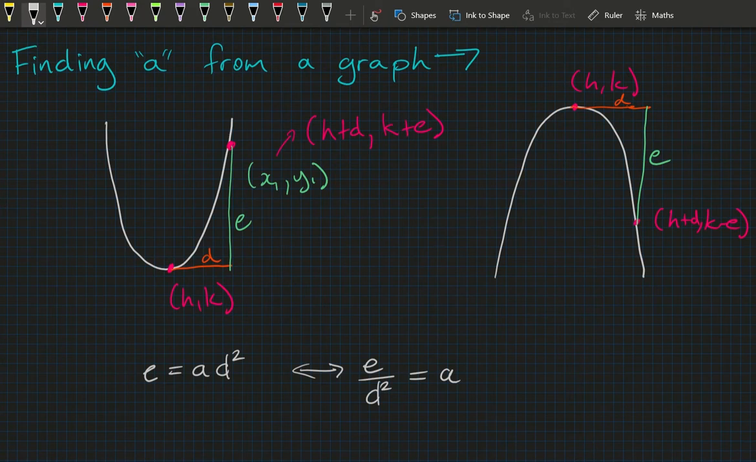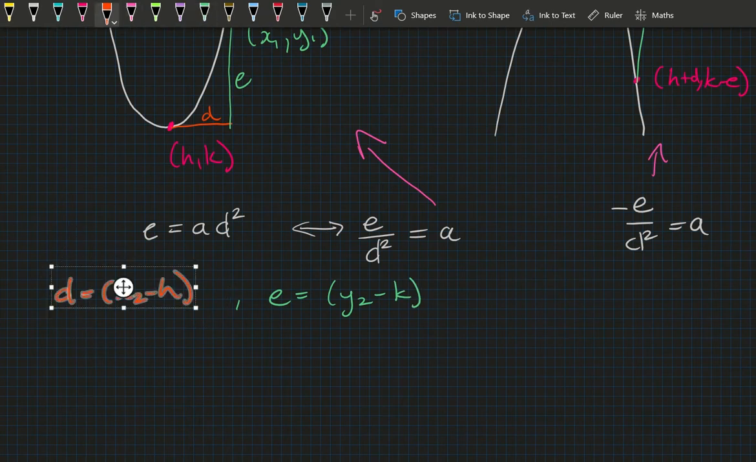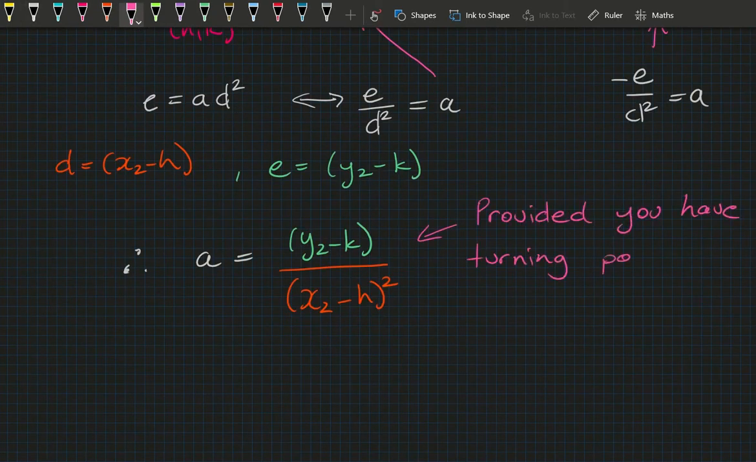And I should just notice for the other one, it's going to be minus e over d squared equals a. So formally, the way that you're going to figure out a is to remember that d is equal to x2 minus h, and e is equal to y2 minus k. And let me change the color of d there. So subbing in these values with the actual point, that means that a is going to equal y2 minus k divided by x2 minus h squared, provided that you've got the turning point and the other point.